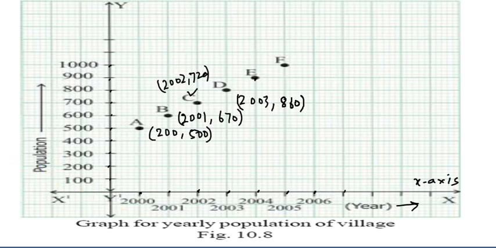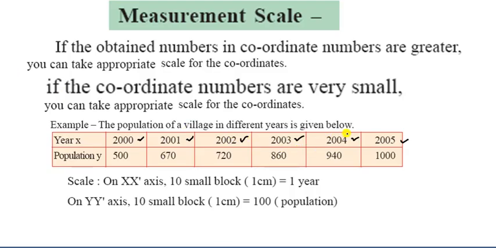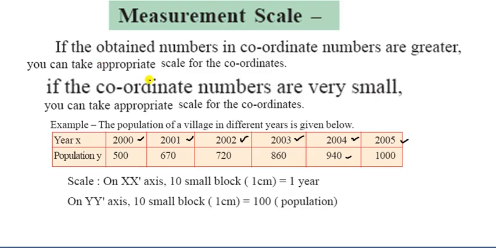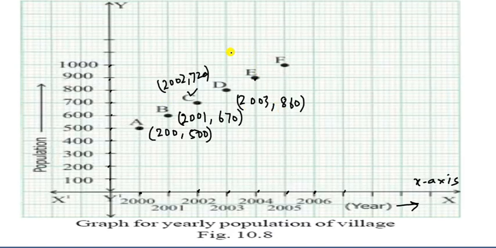We can use the pairs. Now let us see point E. What will happen at point E? Here it is 2004 and it is 940. You have to see. So this one is here 2004, and the point is E, and the second number is 940. So you have to write here 2004.